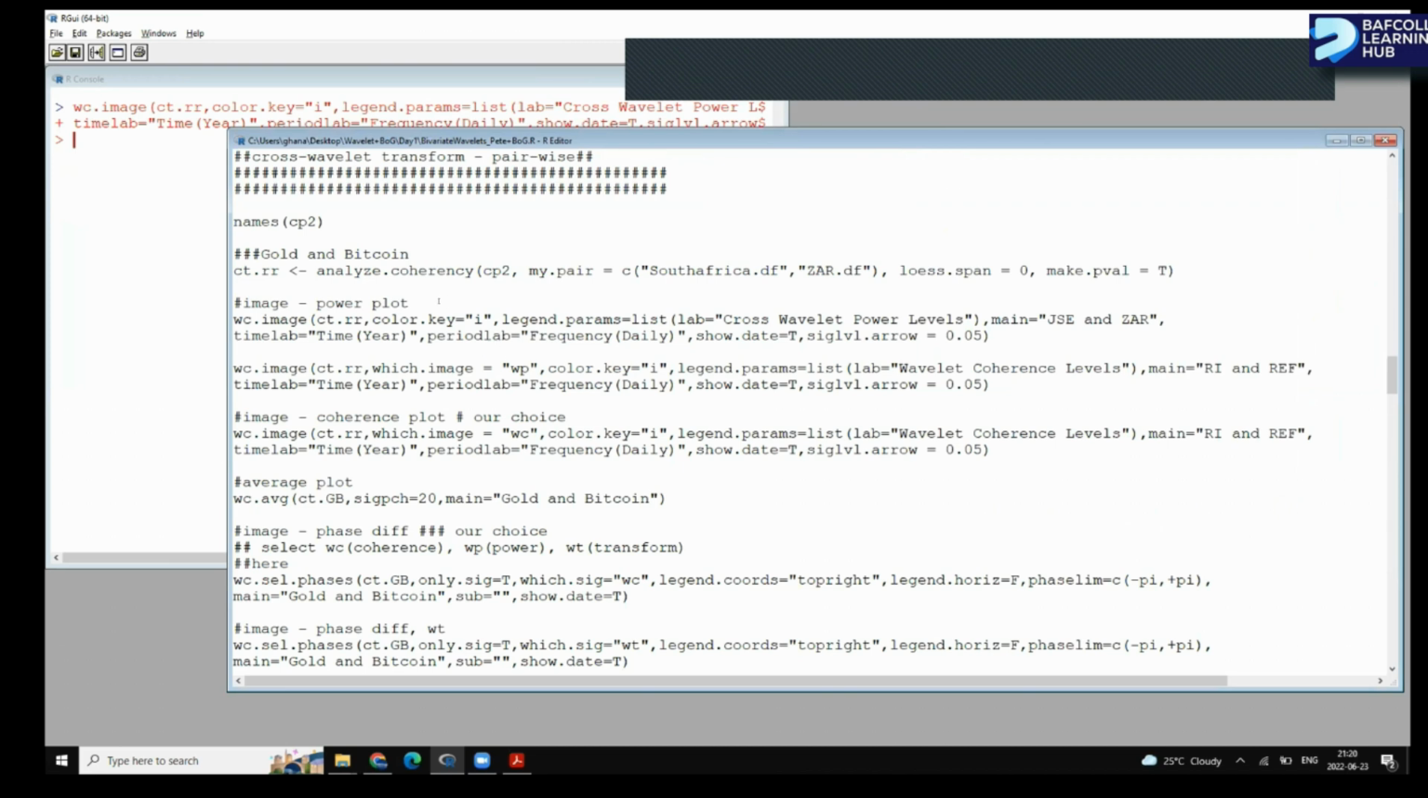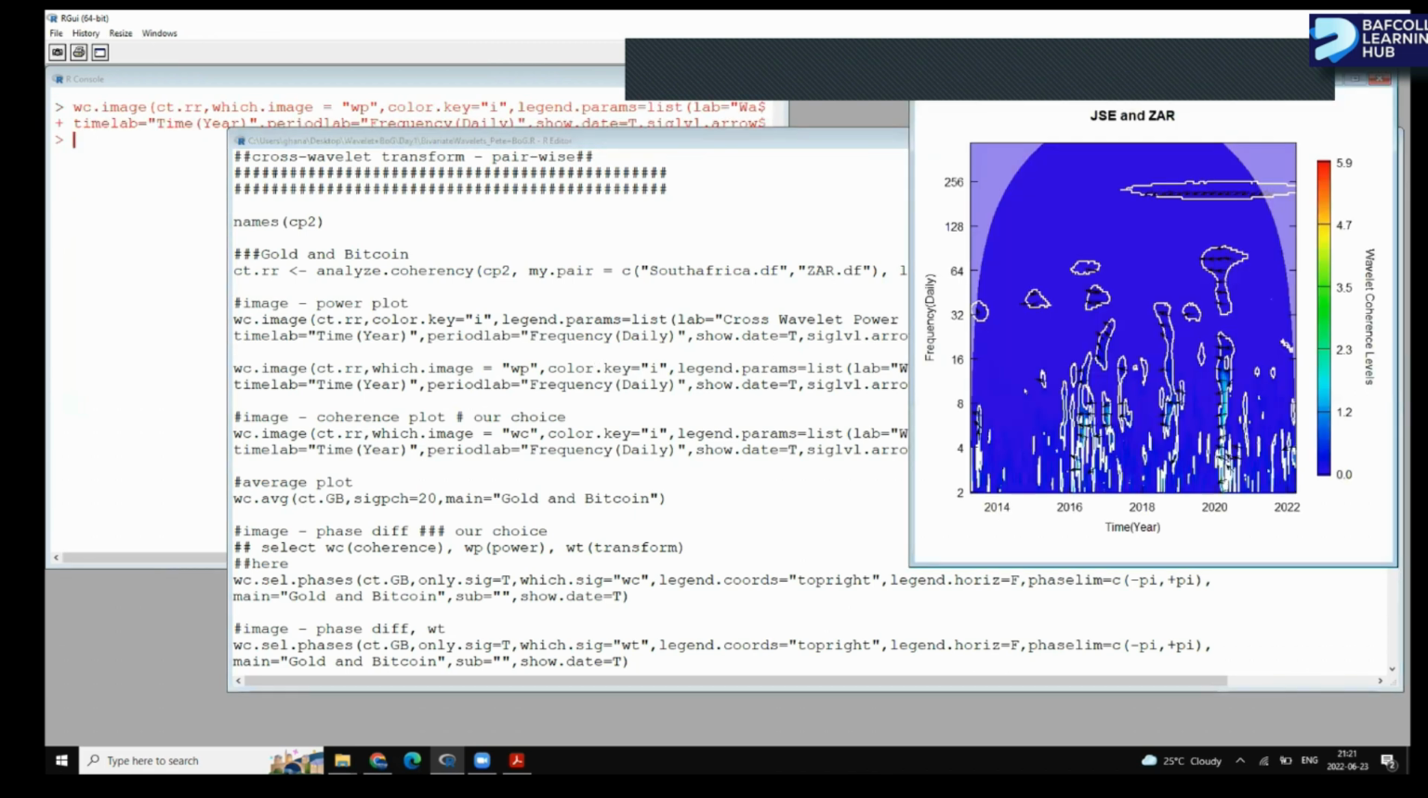Okay, so watch here. Color.key equal to I. And here we have which image equal to WP. So if you come down here, I've given you different things. Select WC, coherence, select WP, power, select WT, transform. So here, this is basically the same as the one we have plotted. I'm giving you the different things in case you want to try them out. Realize this is the same, right? Exactly the same as the previous one.